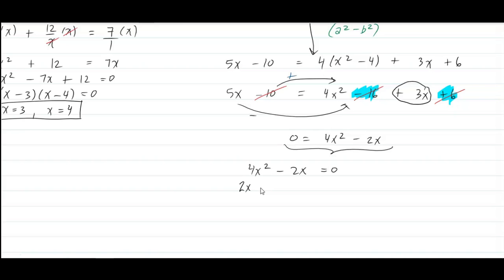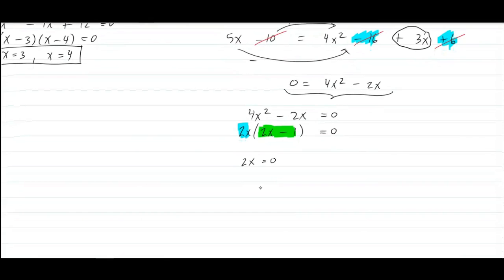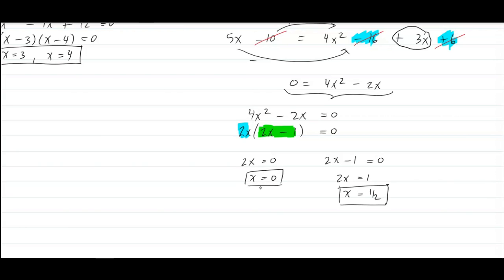Step number 1, factorize out the 2x. You're left over with 2x minus 1 is equal to 0. So now you have two situations. Either the 2x is equal to 0 or the 2x minus 1 is equal to 0. So let's go ahead and solve these individually. If the 2x is equal to 0, that means if you divide by 2 on both sides, x is equal to 0. On the other hand, if 2x minus 1 is equal to 0, then 2x must equal 1, and therefore x is equal to 1/2. And so that is the other answer that you get.